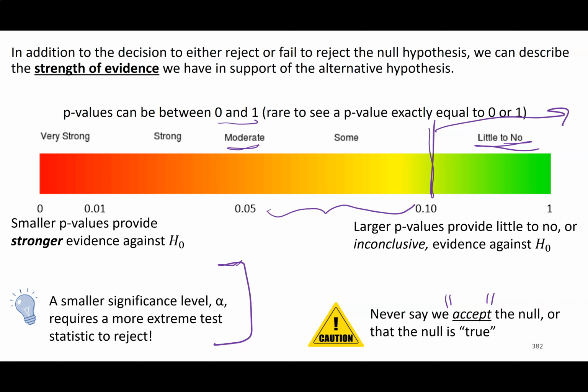Also, p-values are between 0 and 1. It's really rare to see them exactly equal to 0 or 1. It can happen, but no, your p-value cannot go higher than 1. So if you have a p-value, especially like two-sided p-values, they should never be higher than 1.